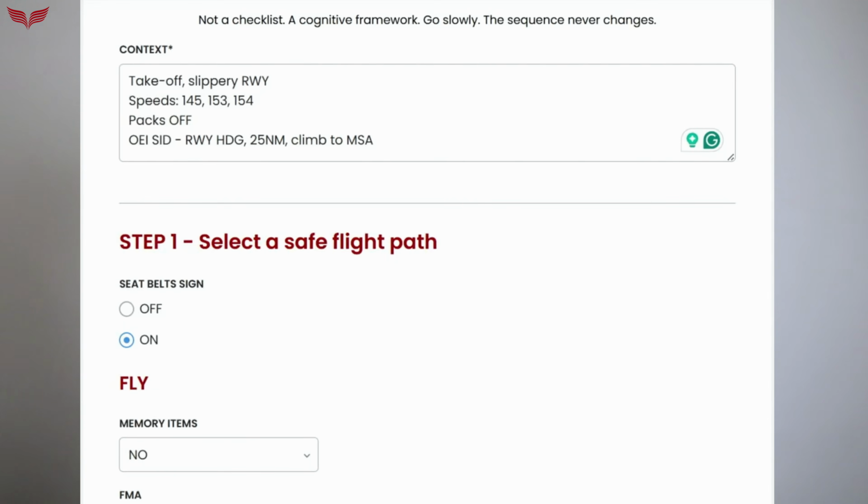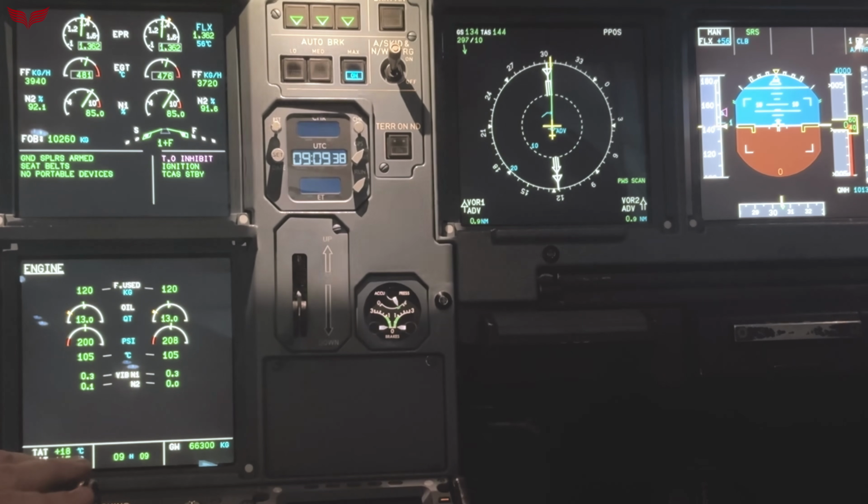We are taking off from a slippery runway. The speeds are 145, 153, 154. And straight away, what matters here is the gap between V1 and VR in case of an engine failure at V1. Packs are off and the one engine SID is straightforward: maintain runway heading and climb straight ahead for 25 miles to MSA. Weather is CAVOK and light winds. V1.